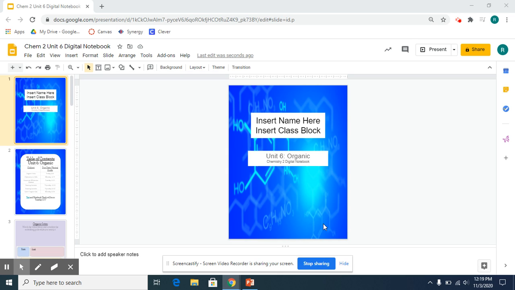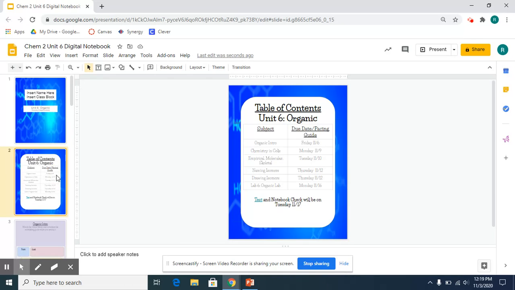Hello everyone, so we are starting a new unit today, Unit 6, Organic. Make sure you insert your name on this first slide and the block, which this is the second block. Let's go over the table of contents right quick since we are starting a new unit.